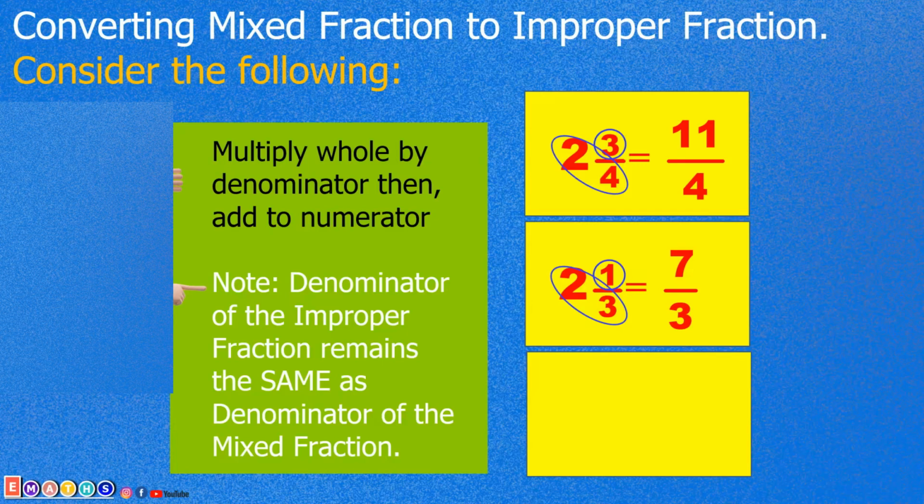Let's consider the last example. Here we have mixed fraction 1 and 4/5. We're now going to convert this mixed fraction 1 and 4/5 to improper fractions. To do that, we simply multiply the whole by the denominator, then the answer to that we add it to the numerator. Remember, the denominator of the improper fraction always remains the same as the denominator of the mixed fraction.